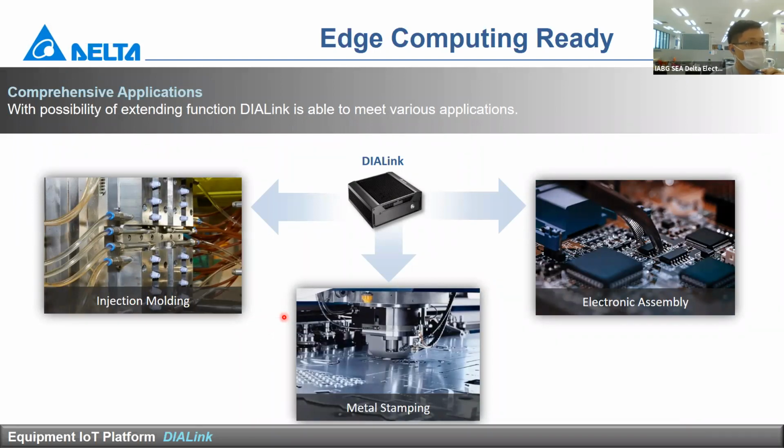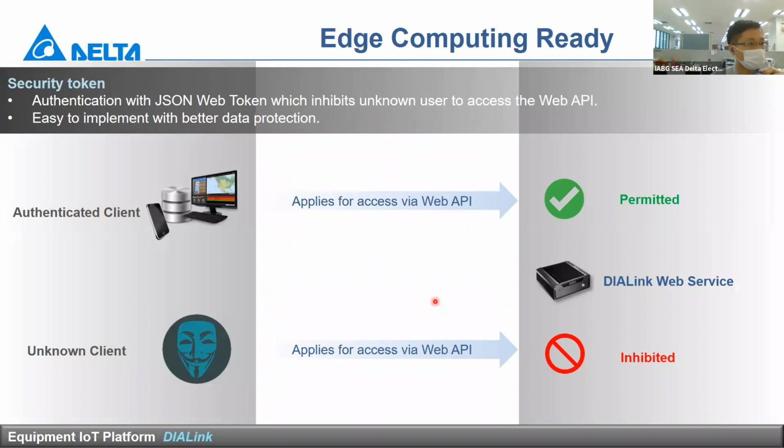And these are some typical applications like injection molding, metal stamping and electronic assemblies. Later on, I will show you some successful cases for your reference. Okay, and this is another thing about the security tokens. We enhance the security by the tokens.